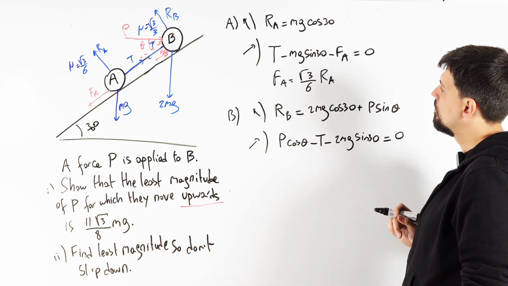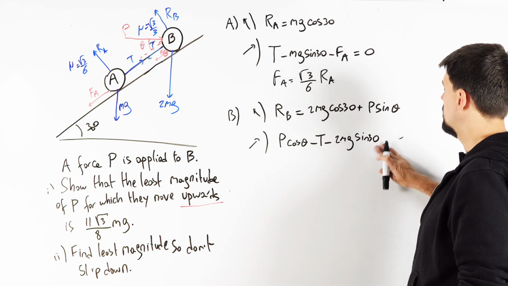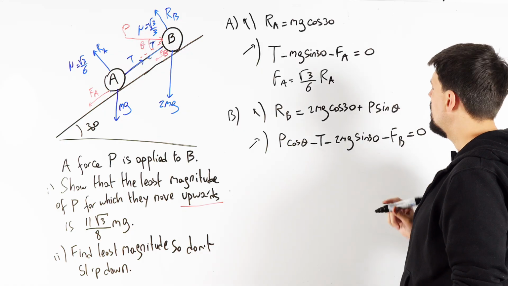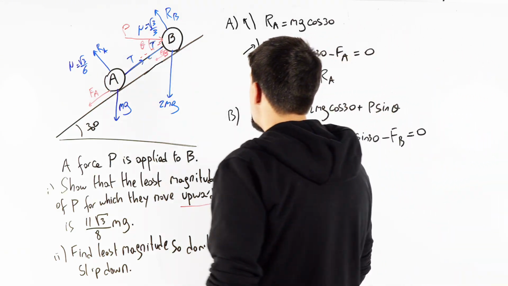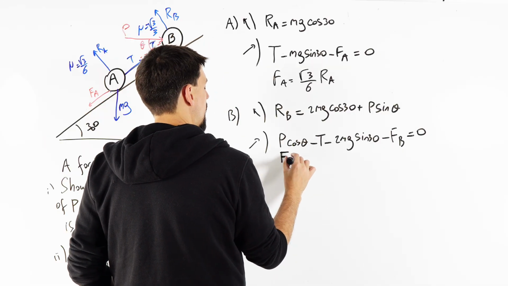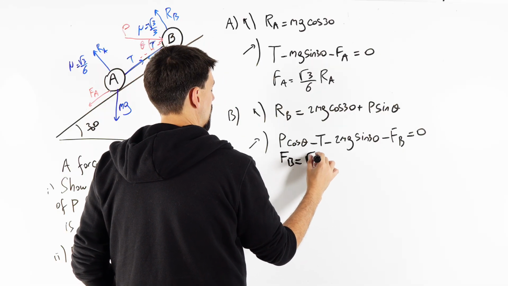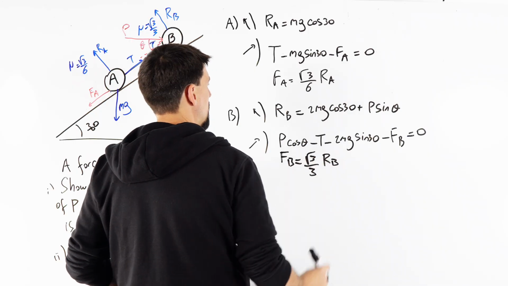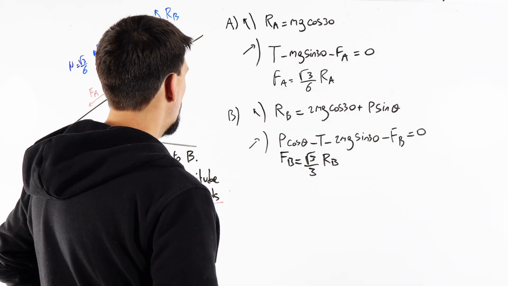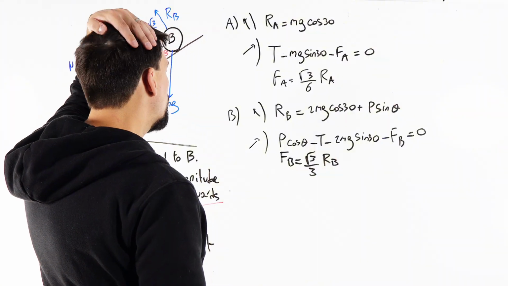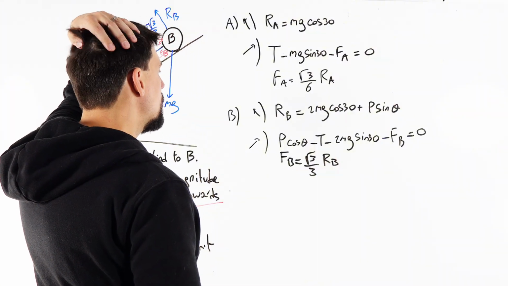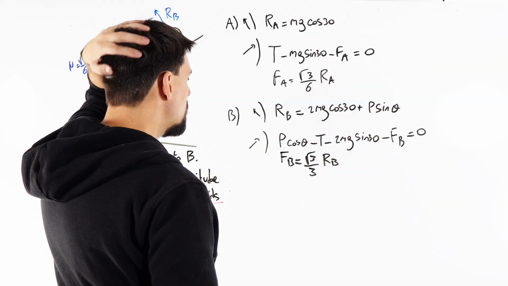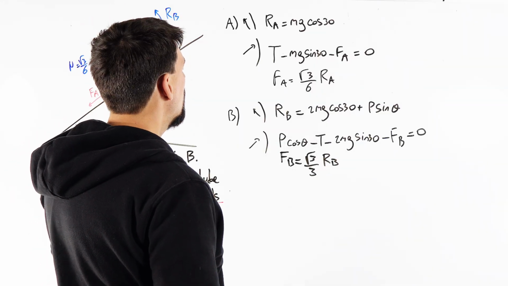Awesome. Oh, almost forgot. I knew I needed an extra force in there. And then we've got that FB is root 3 over 3 RB. Right, that is a lot of equations, but we can make it work. So really, we want to find some expression for P.